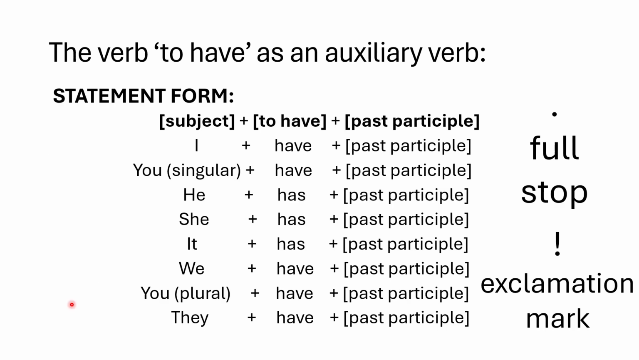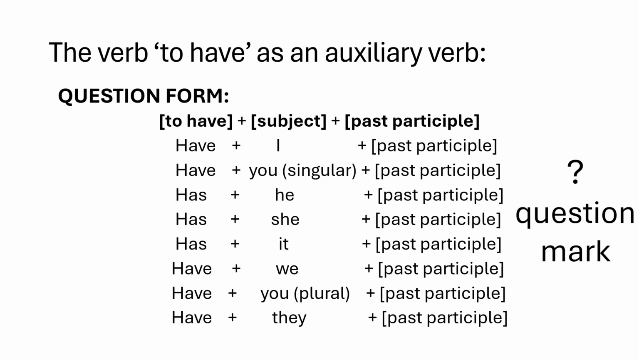The structure of a statement follows this form: subject plus the verb to have conjugated in the present perfect tense and the past participle verb. The punctuation at the end of a sentence is a full stop for a statement and an exclamation mark for an exclamation.